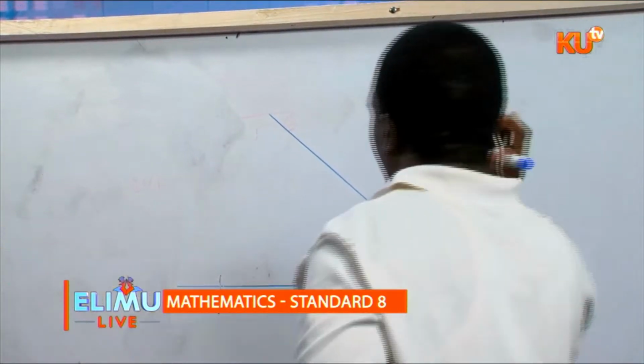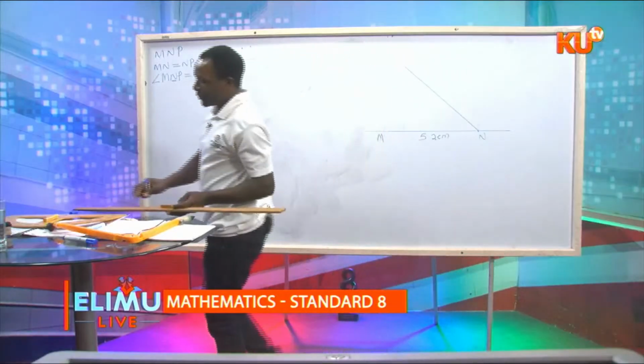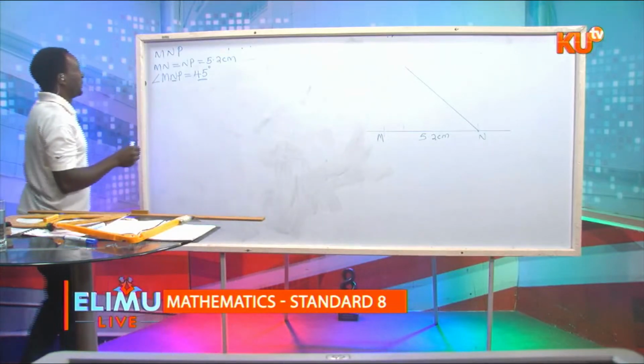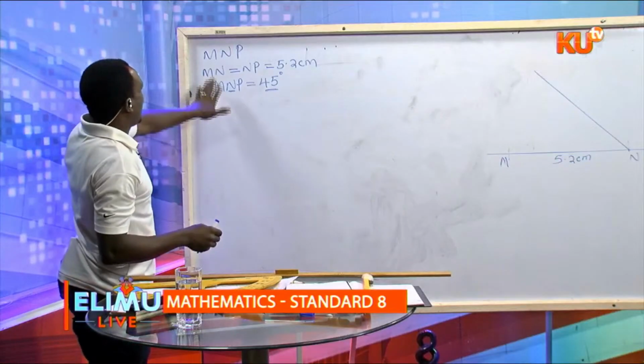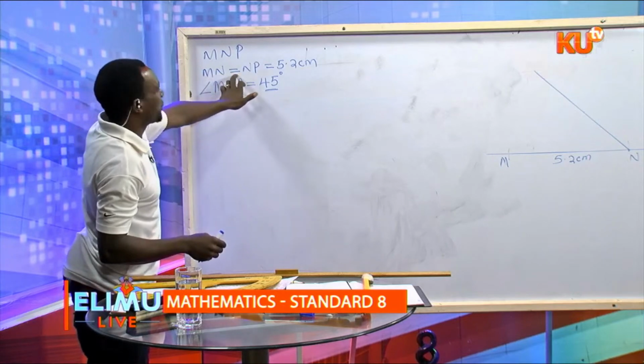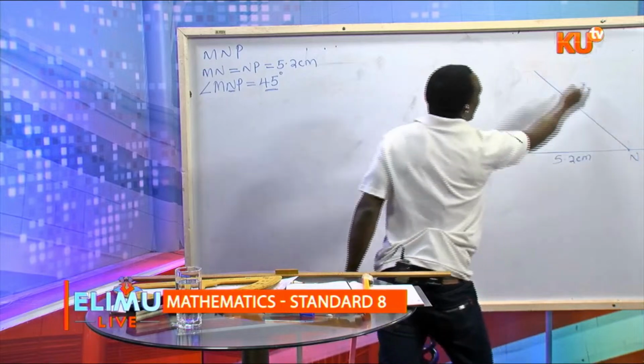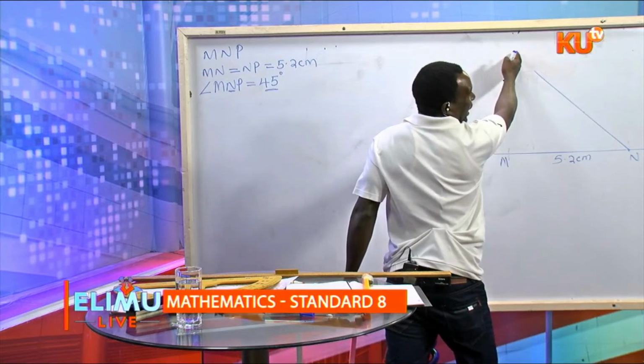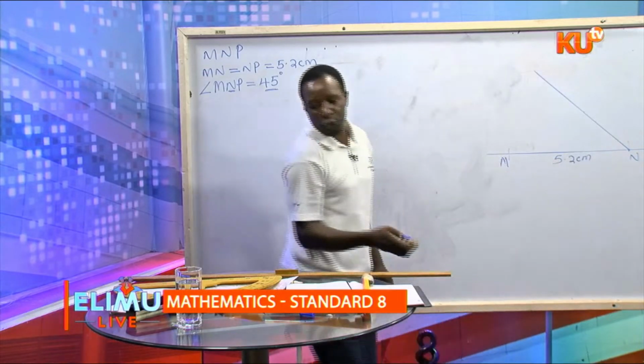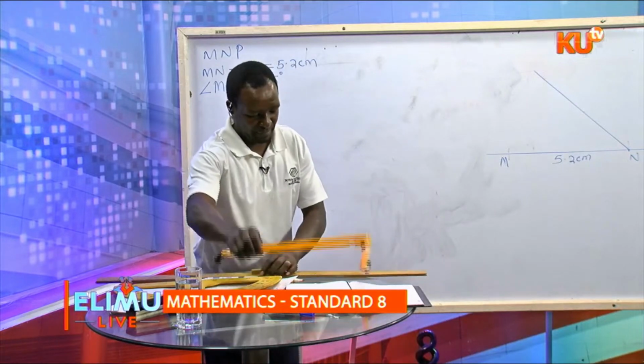You have your line like that. Then come back to your information. We have MN is equal to NP. So from N to where we have P, we don't know where P is. We measure 5.2 centimeters.